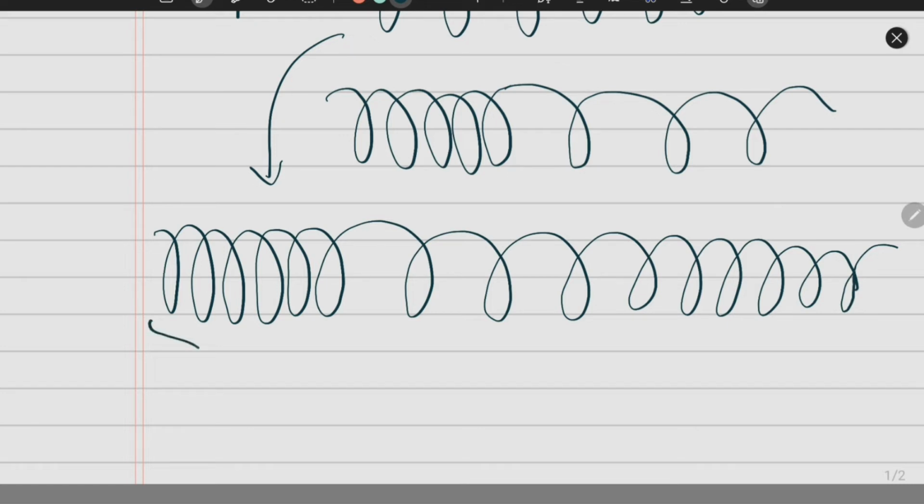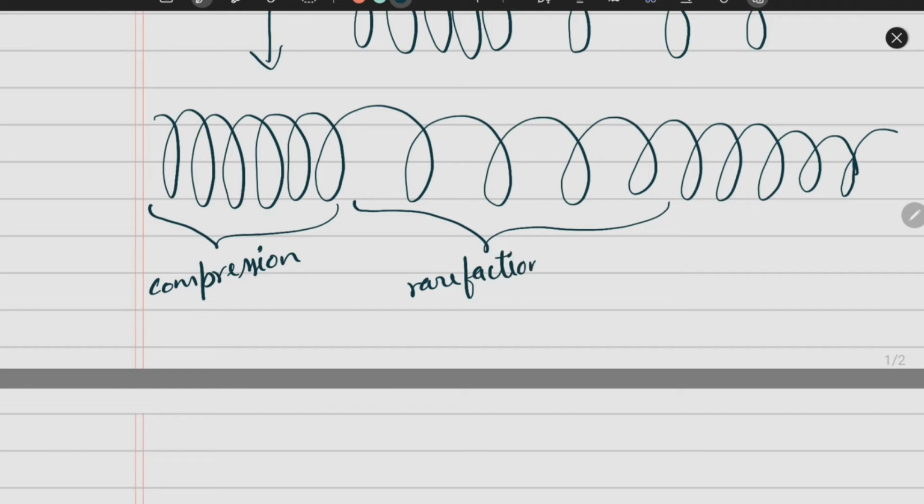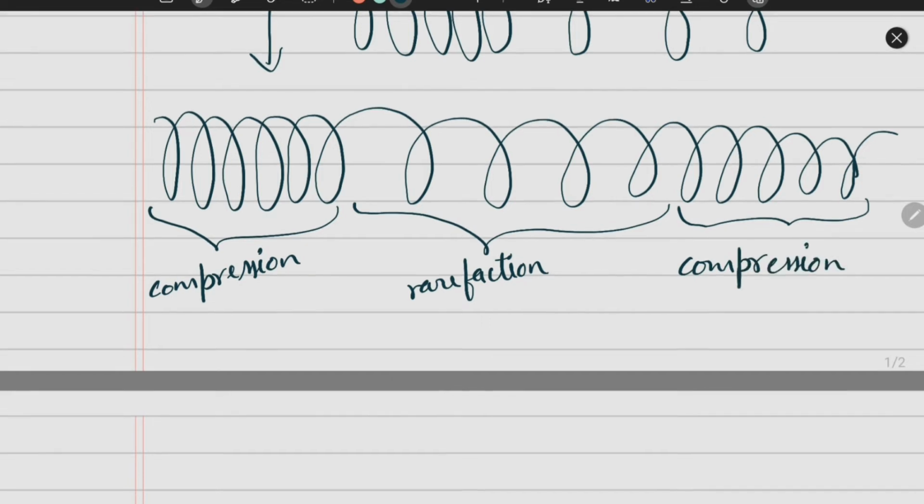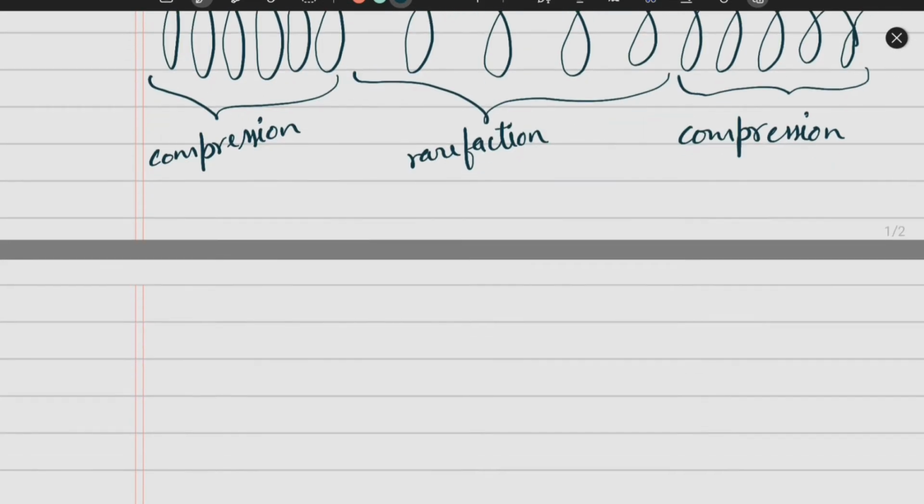Okay, so this region is known as compression. This is the region of rarefaction, and this is again compression. Okay, so I hope it is clear what compression and rarefaction are. In the compression, the particles come closer like this, it is so condensed, and in rarefaction particles are quite far from each other like this.